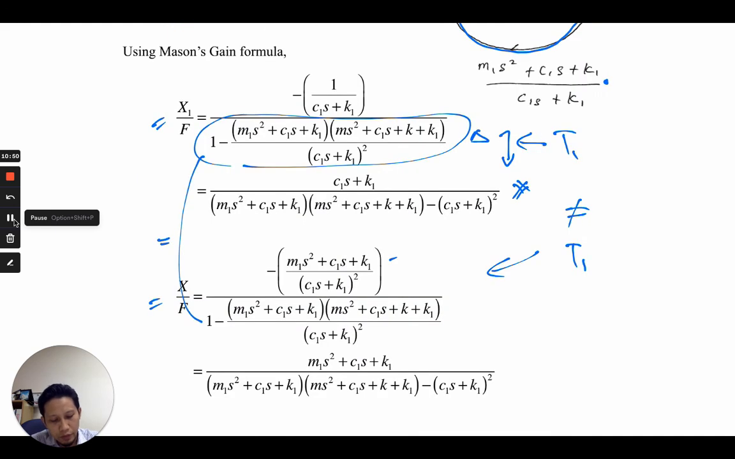And then we can simplify the fraction from this to the final term of x over f over here. So you can try to find how I get from this point to this point. Okay, so please try it at home.